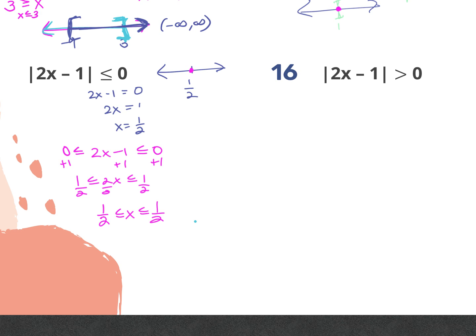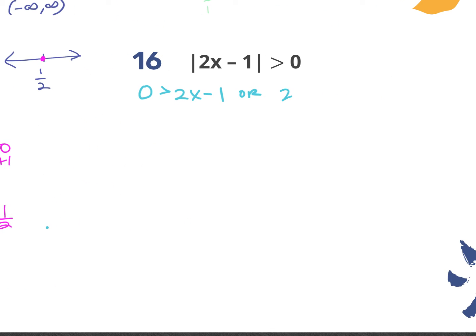And then 16. What kind of numbers are greater than 0? All real numbers, right? Except the only one that's not counting this time, 1/2. Does that make sense? Because it's not or equal to, okay? If you don't catch it, this is greater than. So 2x minus 1 greater than 0. Add the 1. Divide by 2.